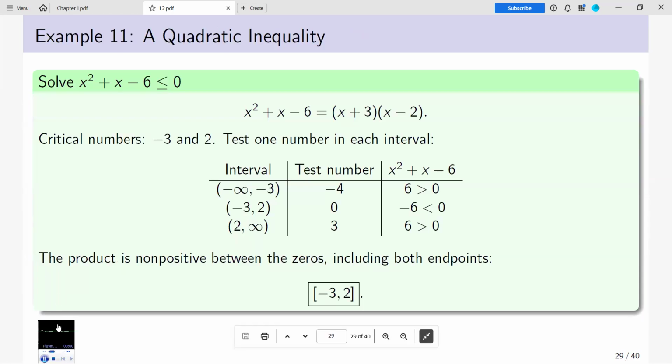Factoring produces critical numbers negative 3 and 2. Testing one point in each interval shows that the quadratic is negative between its zeros and positive outside them.